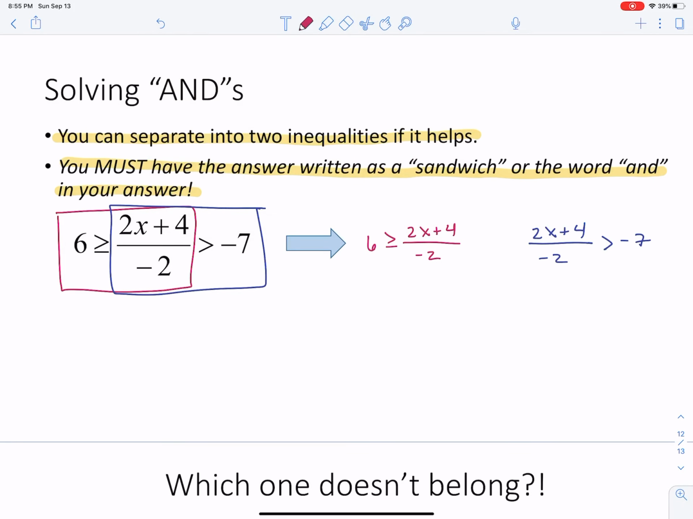We need to multiply by negative 2, multiply by negative 2. Oh, multiplying by a negative. Did you remember to flip your inequality? And then this goes away, leaving us with 2x plus 4. So when you take away 4, negative 16 is less than or equal to 2x. Divide by 2. We get negative 8 is less than or equal to x.